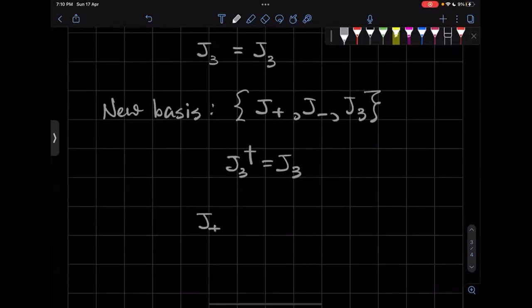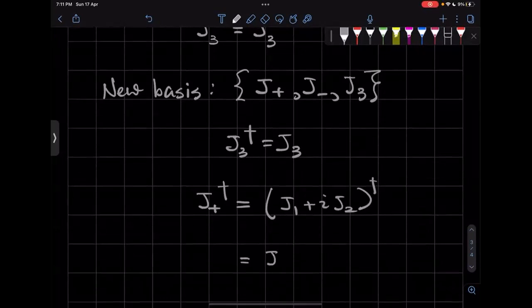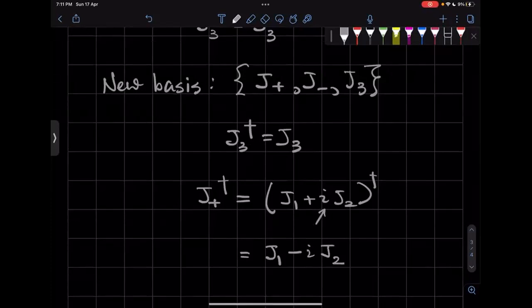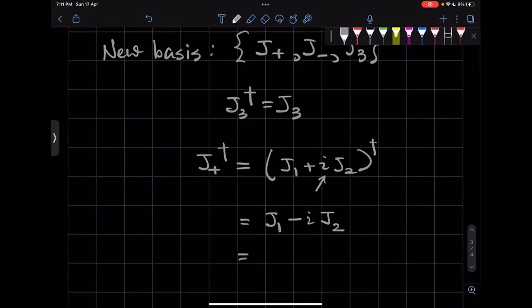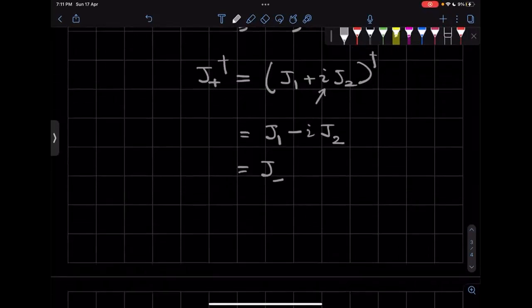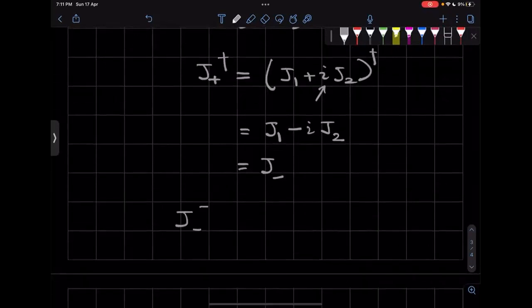But J plus, if I take the Hermitian conjugate, let's see what happens. We have J1 plus I J2. If I take the Hermitian conjugate, J1 is Hermitian, so this is just J1. I becomes minus I because it's a number, so Hermitian conjugation is just complex conjugation, and J2 is also Hermitian. So we see that when we take the Hermitian conjugate of J plus, I get J minus. Similarly, the Hermitian conjugate of J minus gives us J plus. Okay.